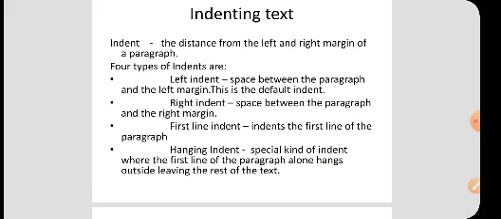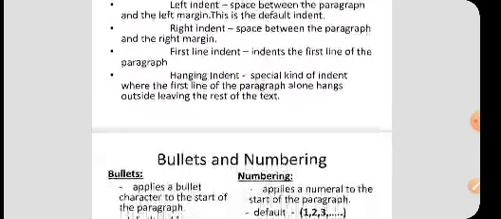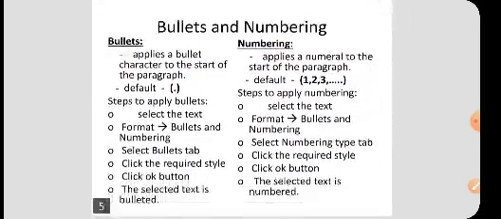So what is indent? Indent is the distance from the left and right margin of a paragraph. What are the 4 types of indents? Left indent, right indent, first line indent, and then hanging indent. So the next topic is bullets and numbering.